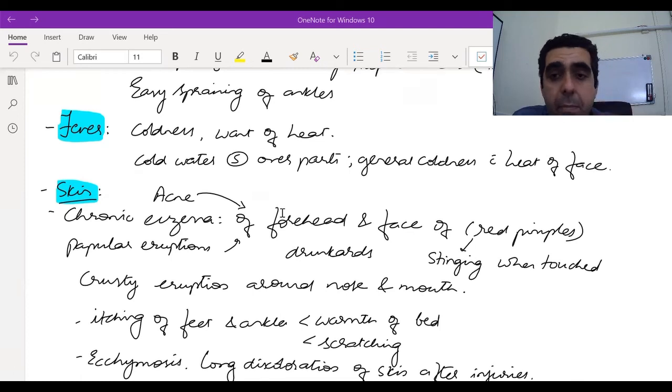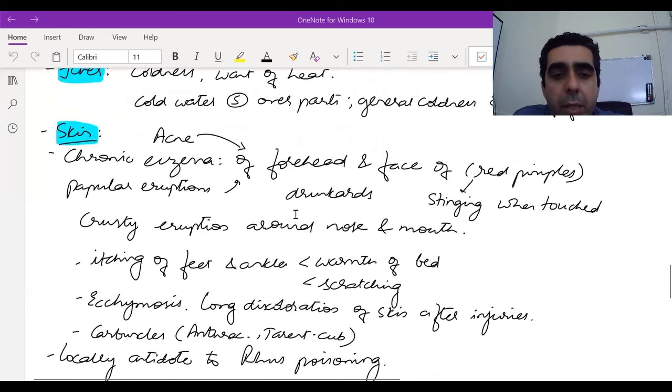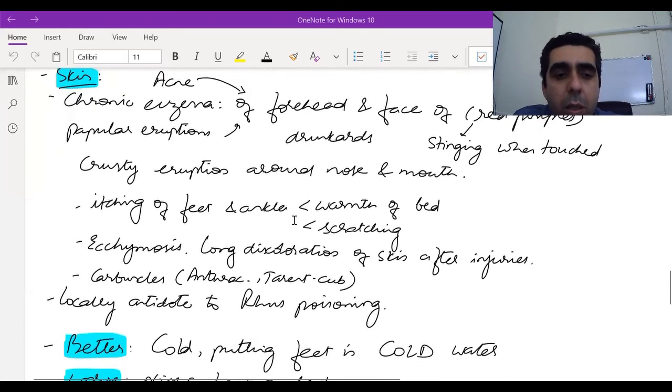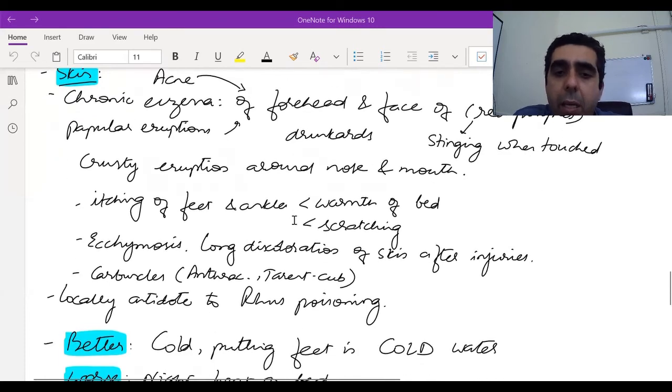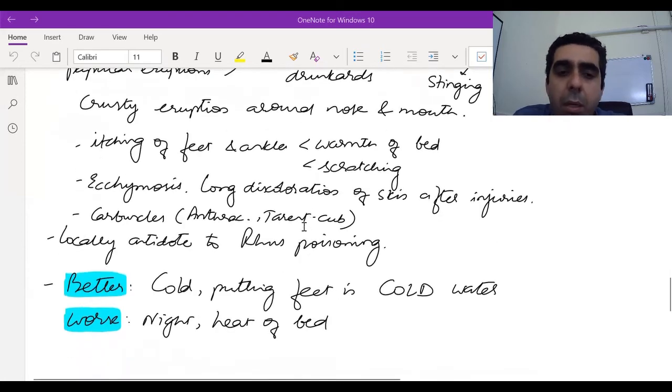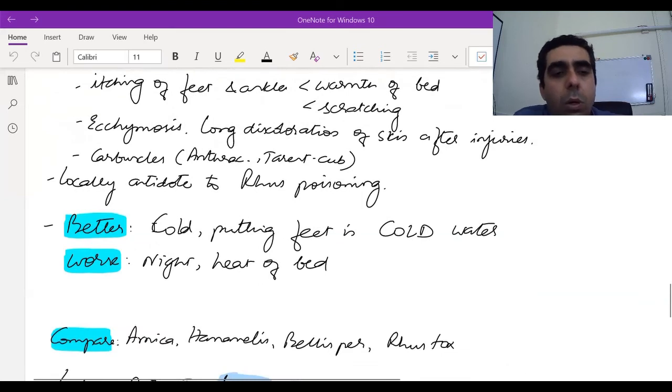This acne and eczema are mostly seen in drunkards, alcoholics. And this acne has very painful, stinging pains when touched. Eruptions can be of the crusty variety around the nose and the mouth. There's a lot of itching of the feet and ankles, which is again worse from warmth of bed and worse from scratching. Ecchymosis of the skin from injury, and carbuncles. It can be indicated for carbuncles like anthracinum and tarantula cubensis. And it is applied locally to antidote rhus poisoning.